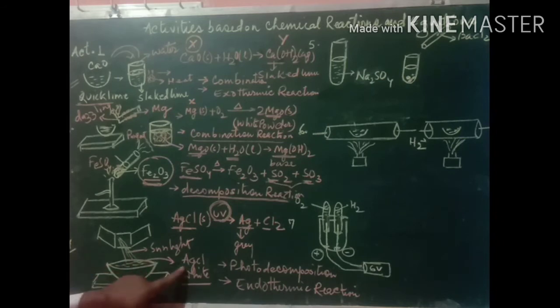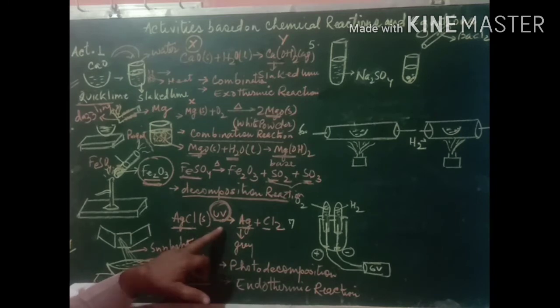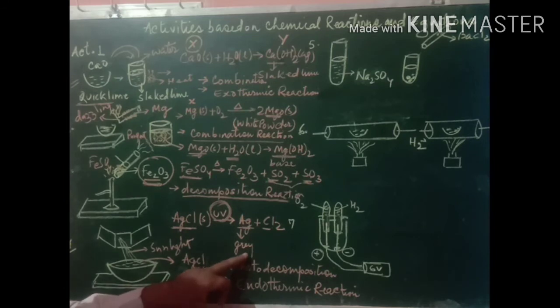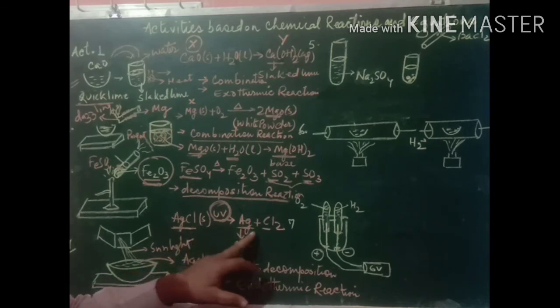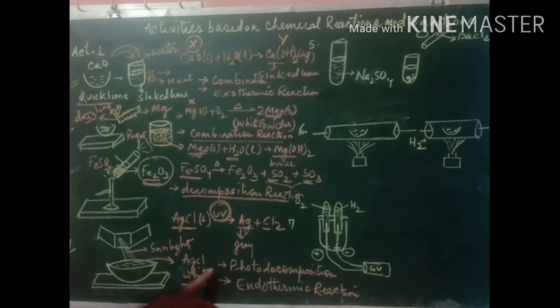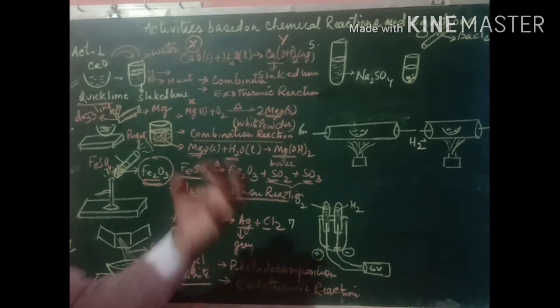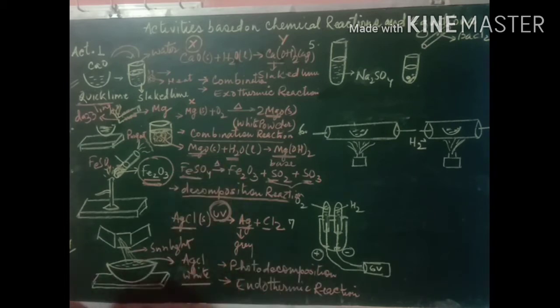When silver chloride, a white powdery substance, is kept in sunlight for some time, we see that there is a change of color. Earlier it was white, but after putting it in the sunlight for some time, it converts into gray color. That indicates that a reaction has taken place: AgCl breaks into Ag plus Cl2, and that is a photo decomposition reaction, as heat is required for this reaction. So that's why it can be called an endothermic reaction as well.